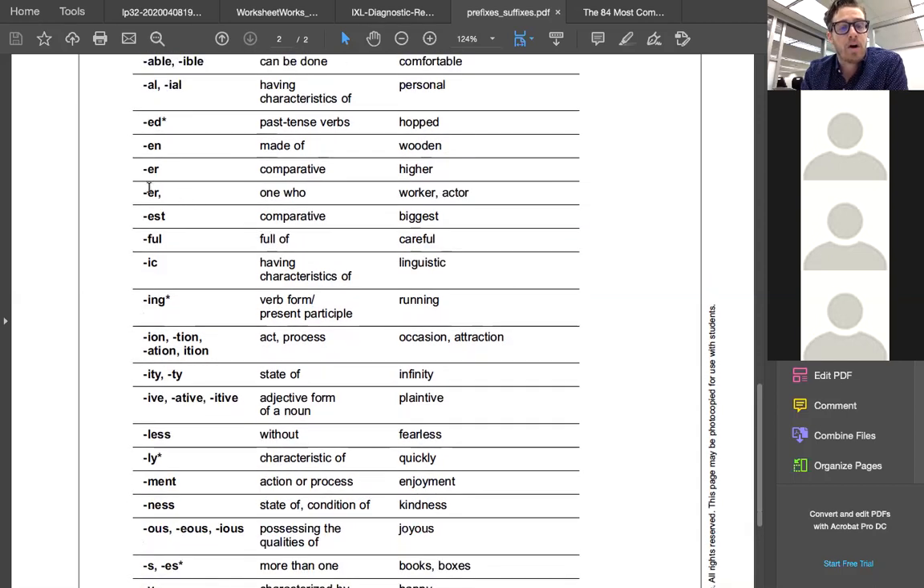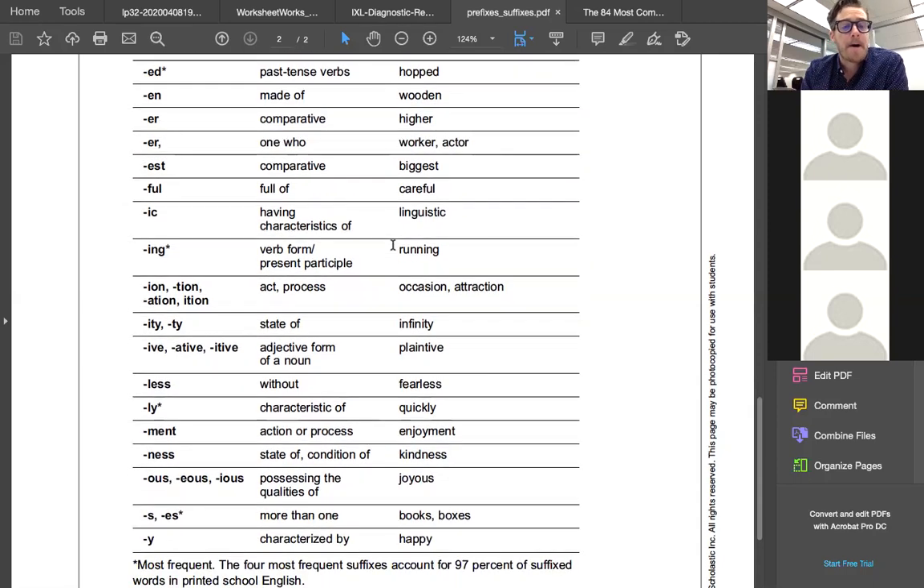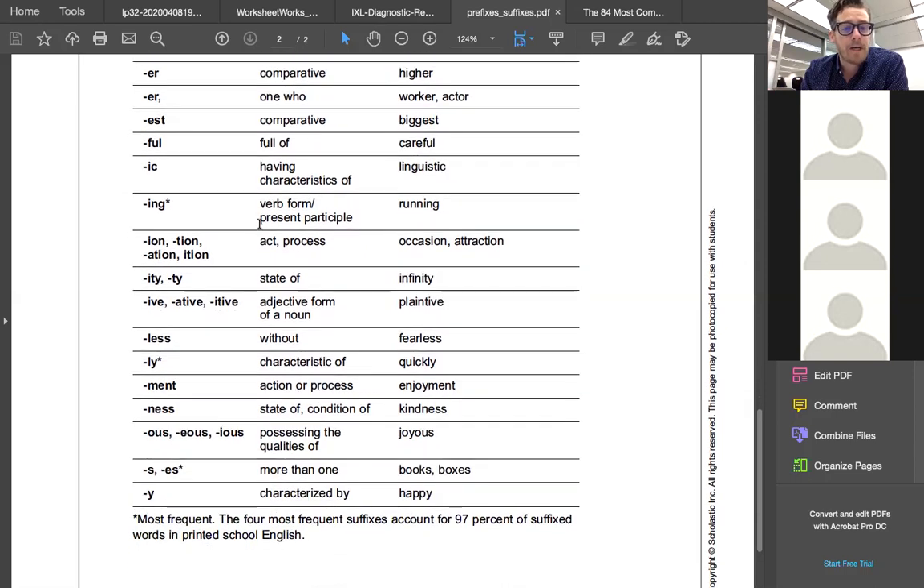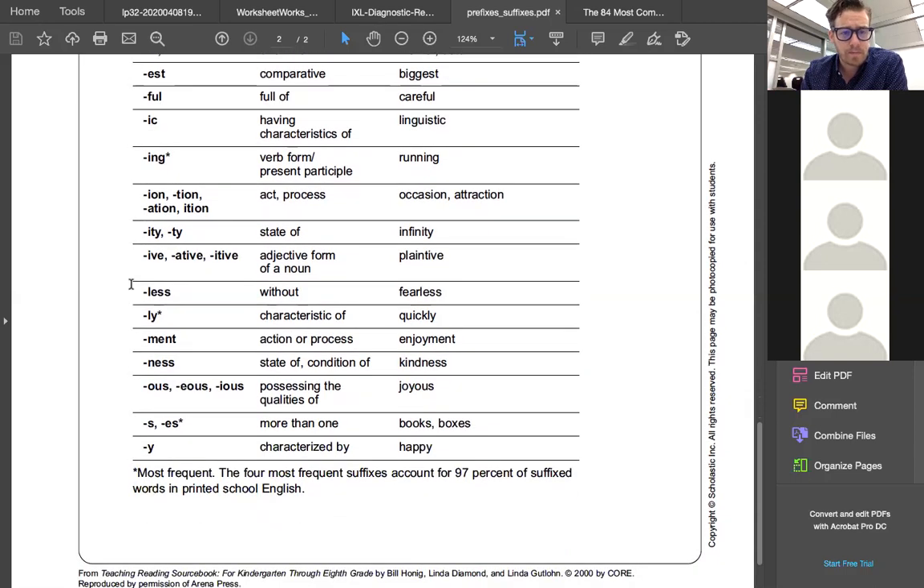This is an interesting one. ER and sometimes OR are somebody who does. So a worker is somebody who works. An actor is somebody who can act, okay? Moving on to less, fearless, without. Fearless, you break that down. I'm literally adding fear plus less, and I know fear, it means without fear, okay?